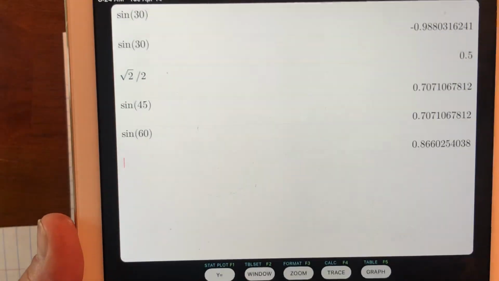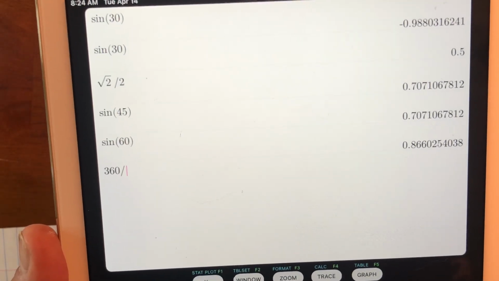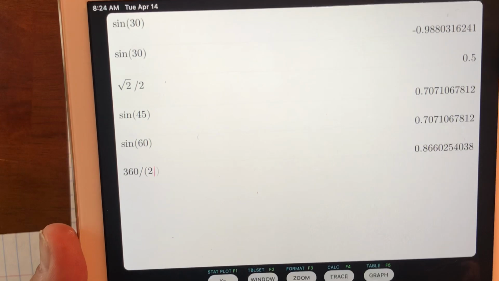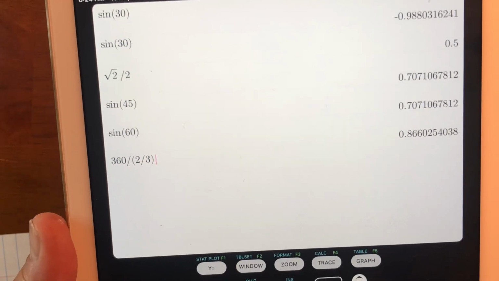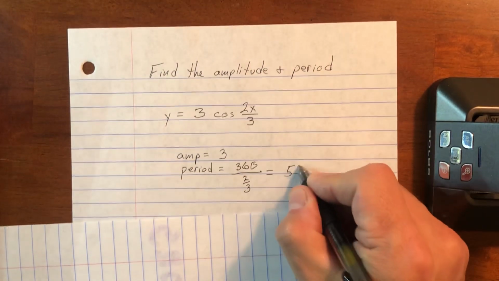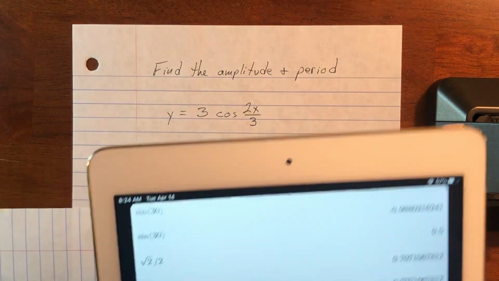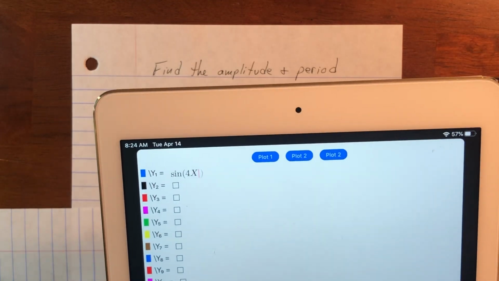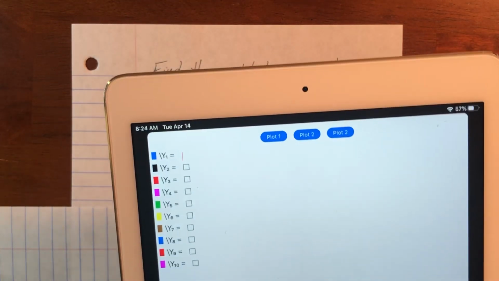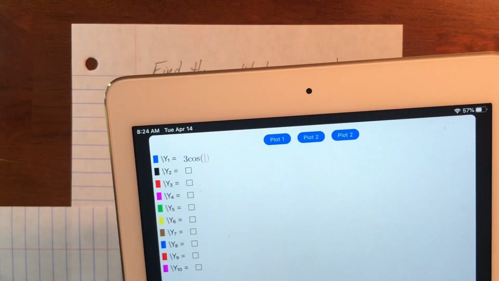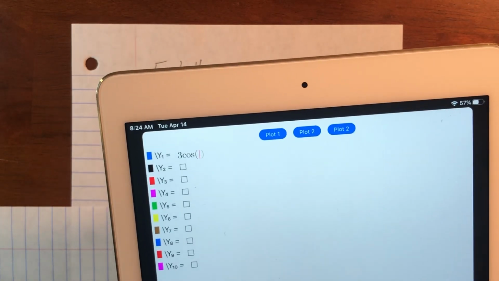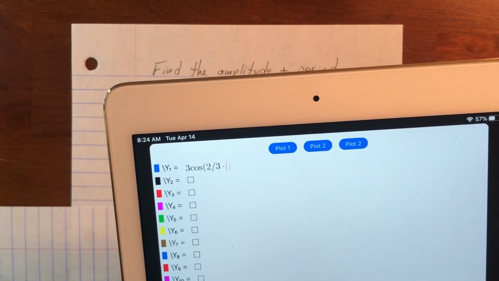Let's make sure you can see this. 360 divided by 2/3 is 540. So that means this one would have a period of 540 degrees instead of 360. Okay? If we wanted to check that on here, we could. Let's see here. We're going to go to 3 times the cosine of 2/3 times x.